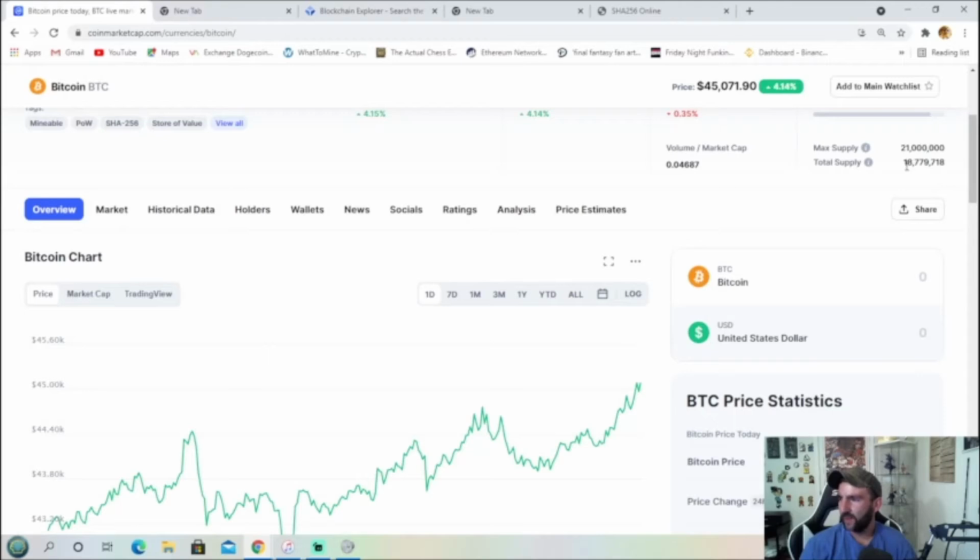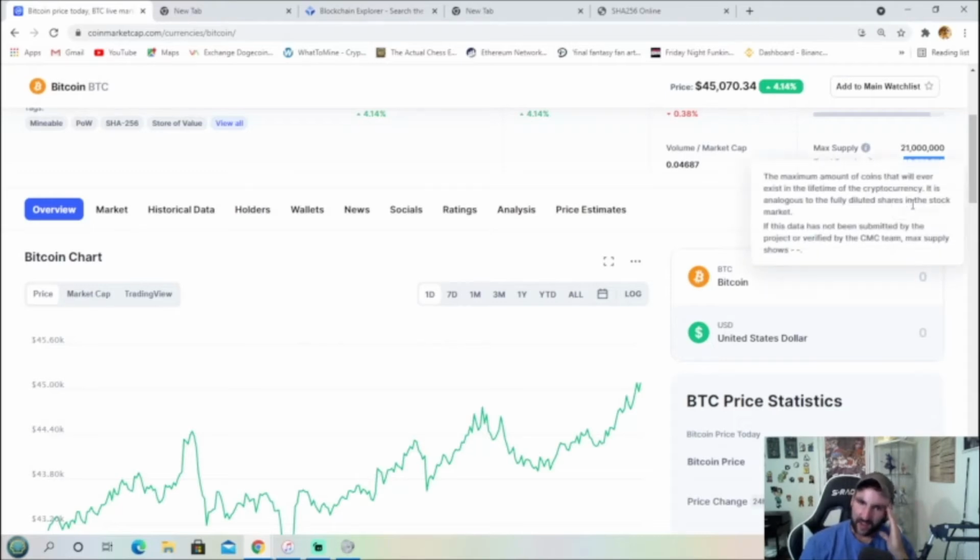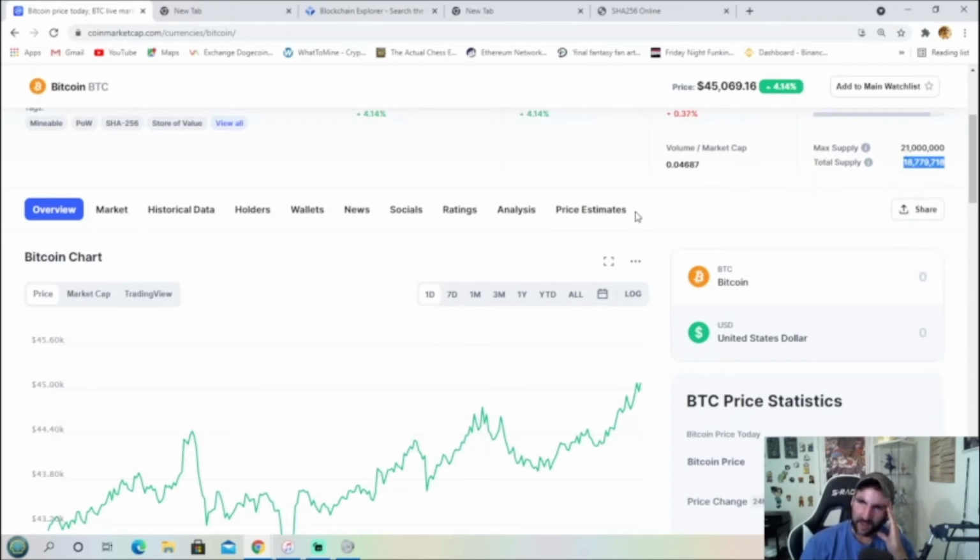The supply right now is 18,779,718. This is the Bitcoin that's been mined, and this is the max supply, so there's like 3 million. For the rest of the time, there's only about 2 million Bitcoin that can be mined left in the life of Bitcoin, because that's the way the network was built. So people are trying to mine that last 2 million, and I think it ends in the year 2140. Then all of the Bitcoin will be mined.